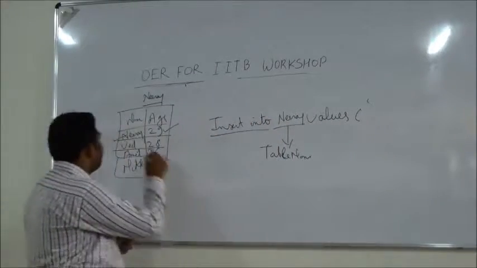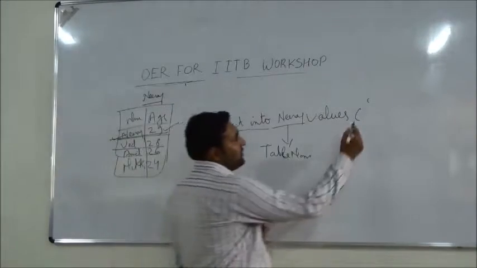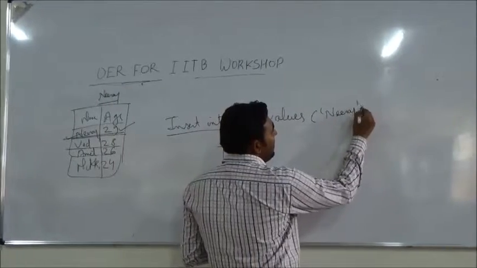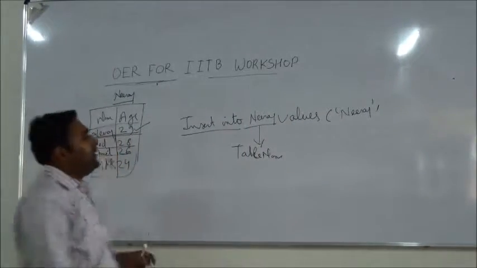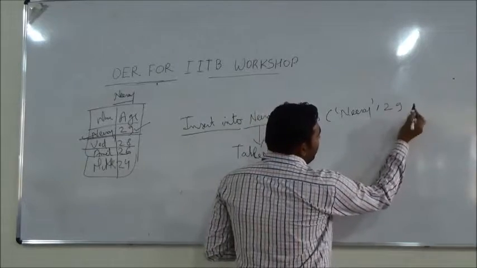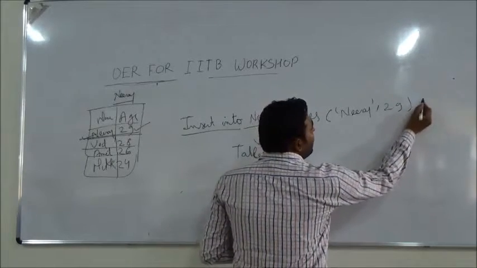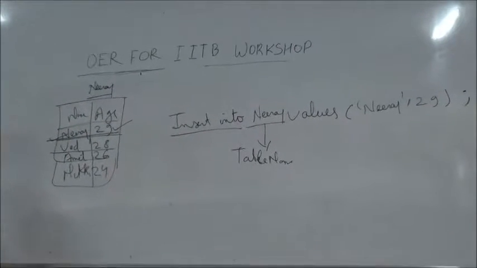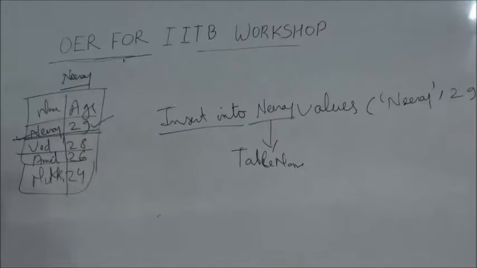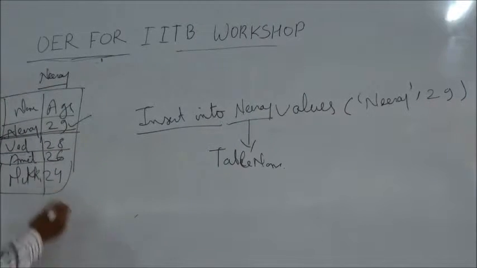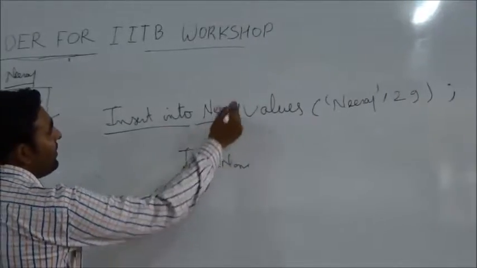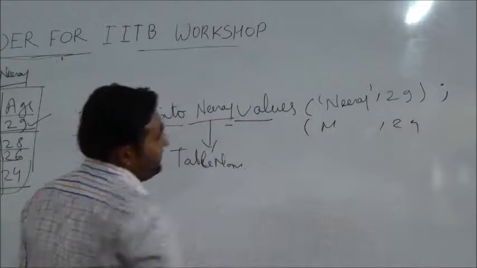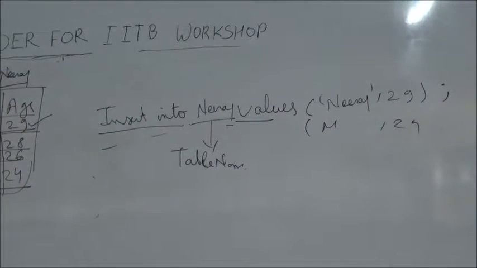So what is our first row? The first row is Neeraj, so we insert it in single quotes, Neeraj, comma, now 29. 29 is our integer, so we just put it without single quotes, and then a semicolon. Whenever you run this query, it will insert a new row with the name Neeraj and the age. Similarly, if you want to add Nikki, then the same query, insert into Neeraj values, and we change the name and age. With the help of this query, we can insert data into a table.